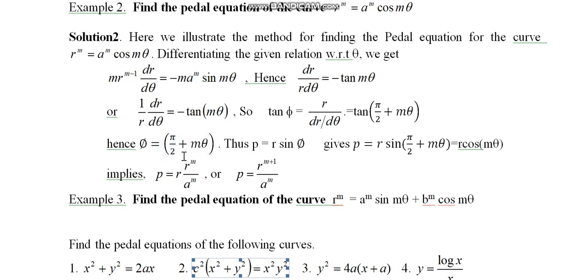And when we obtain the expression for phi, we replace phi in this expression, p is equal to r sin phi, where phi is equal to pi by 2 plus m theta. So we have p is equal to r into sin of pi by 2 plus m theta, and we know that sin of pi by 2 plus m theta is cos m theta, so we have r into cos m theta. And again from the given equation r to the power m is equal to a power m cos m theta, we can write cos m theta as r to the power m divided by a to the power m. So we have p is equal to r into r to the power m divided by a power m, or p is equal to r to the power m plus 1 divided by a power m. So this is the required pedal equation.